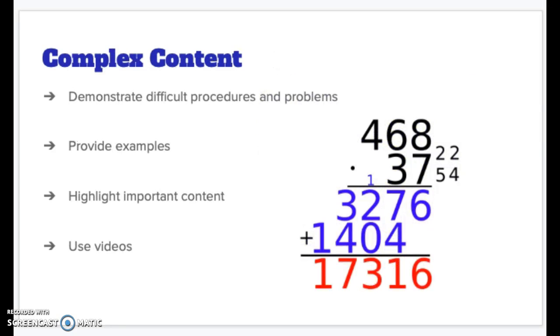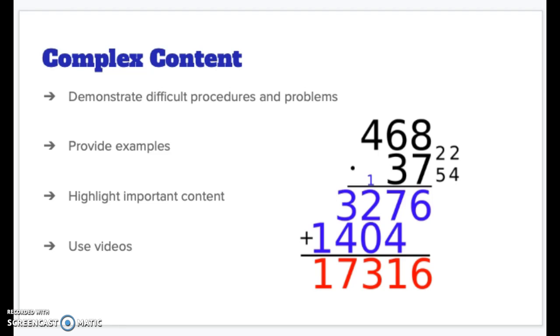And when it comes to complex content, when things are really difficult for students, being able to demonstrate the procedures and problems, show worked examples, maybe use a video if it applies, provide lots of examples. And like in the picture shown here, it's color coded, it's easy to follow, and with me helping instruct, I would be able to show them the processes explicitly using this picture.